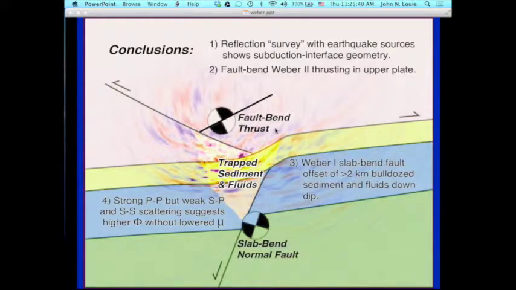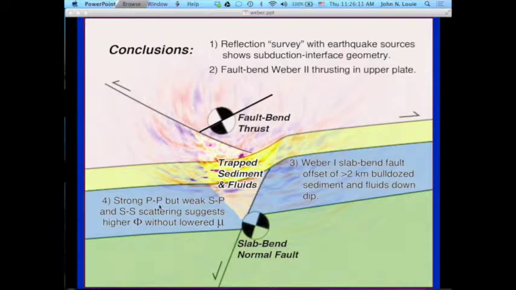All right, so we can see it right in here. The reflection survey with earthquake sources has shown subduction interface geometry. We've got a fault bend Weber 2 thrust in the upper plate. We've got a Weber 1 slab bend fault that's offsetting about 2 kilometers of bulldozed sediment and fluids down dip in the slab interface. So we've got this trapped sediment and fluids.